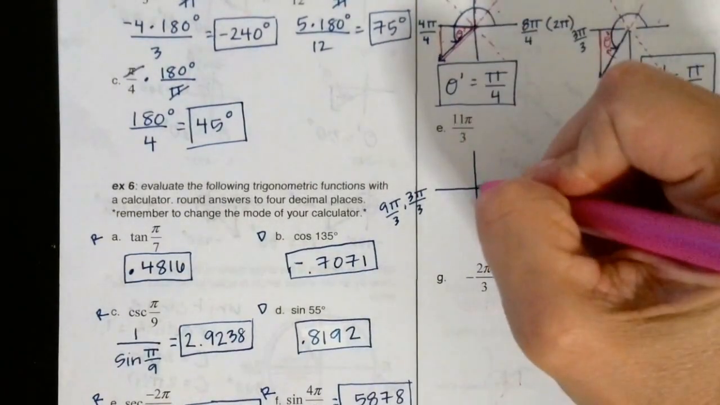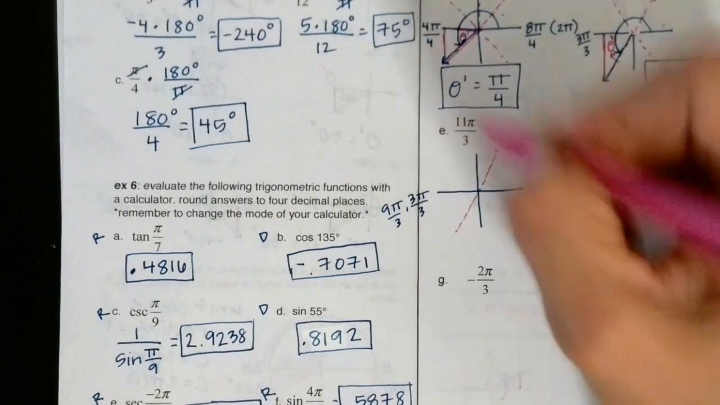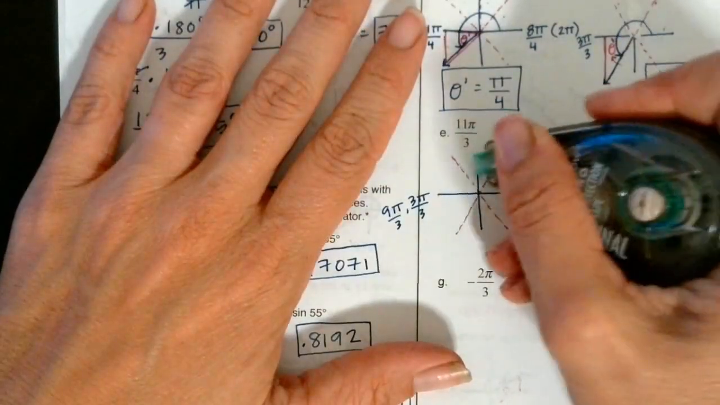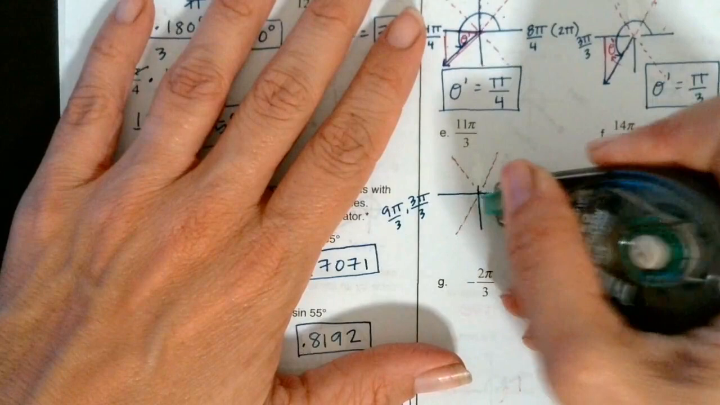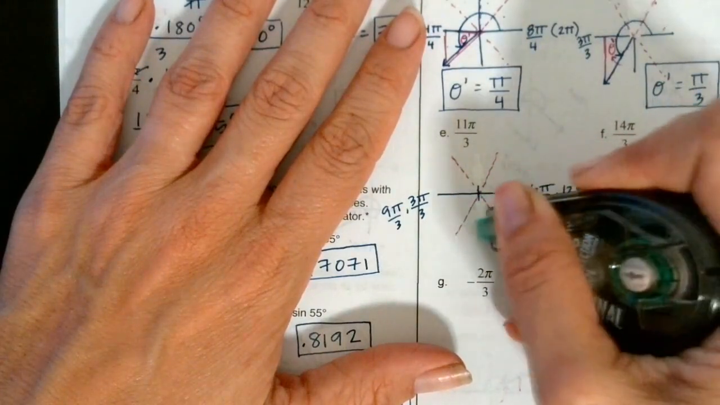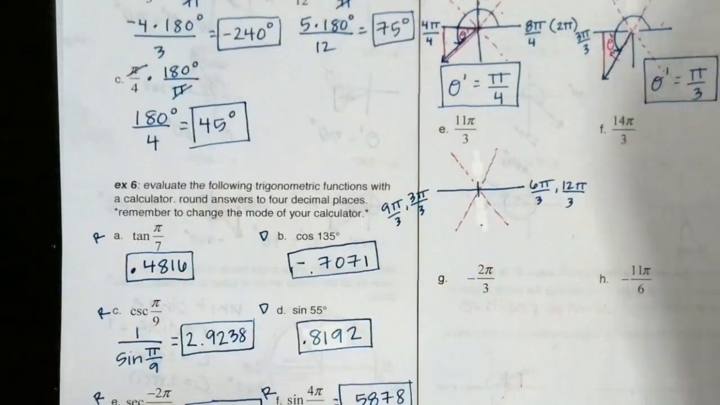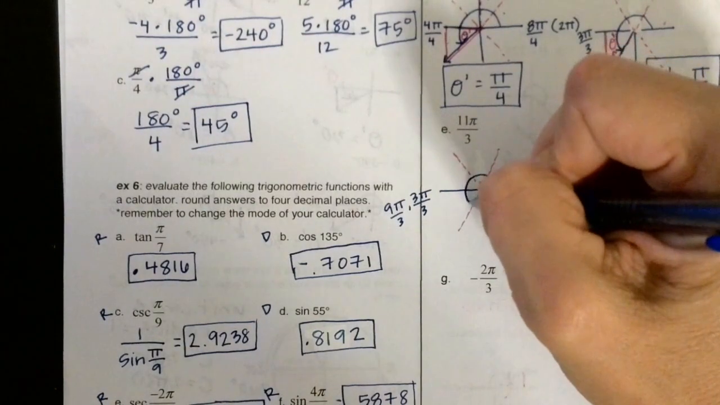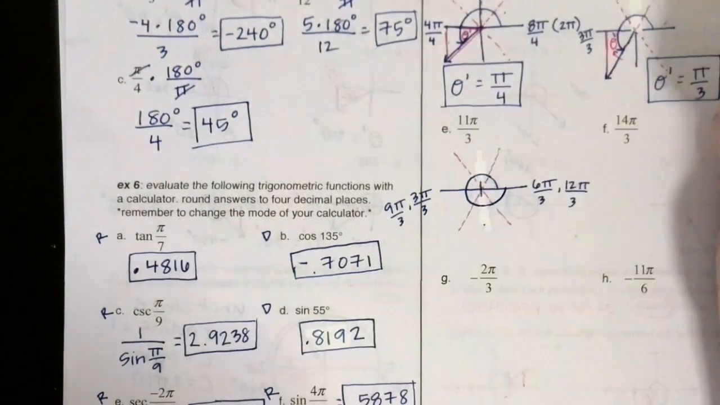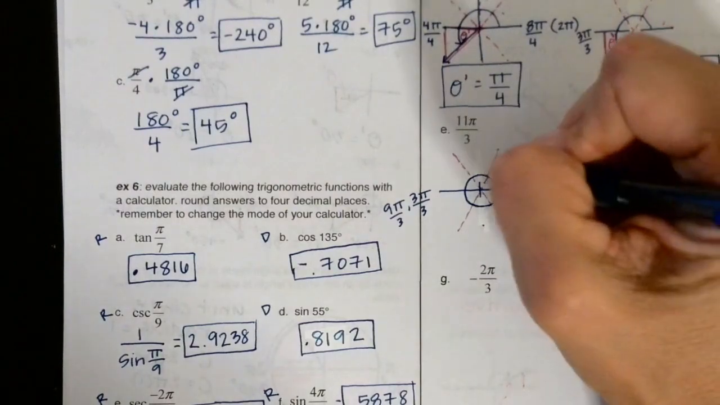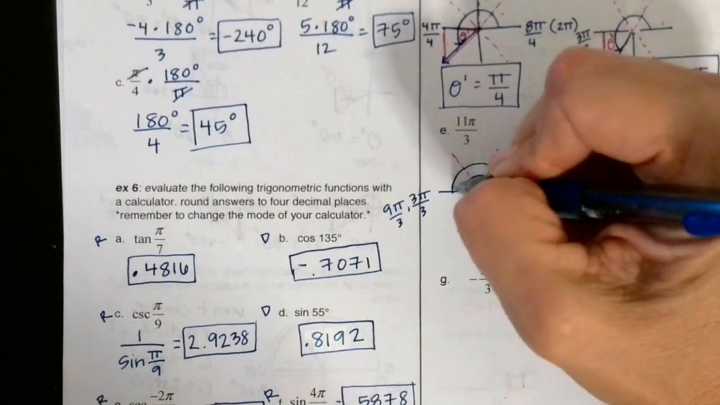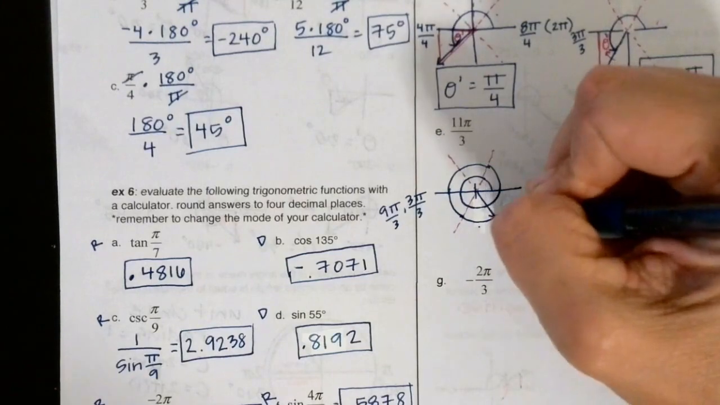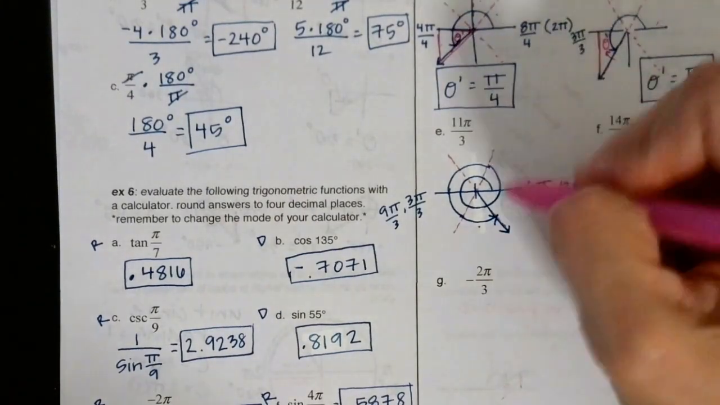So this is what's happening. Let me draw in my thirds real quick. And I'm erasing these because I really want you guys to see the thirds. Okay, so here we go. We're starting at 0. 1 pi over 3, 2 pi over 3, 3 pi over 3, 4 pi over 3, 5 pi over 3, 6 pi over 3, 7, 8, 9, 10, 11. So this is where 11 pi over 3 ends up, right there in quadrant 4.